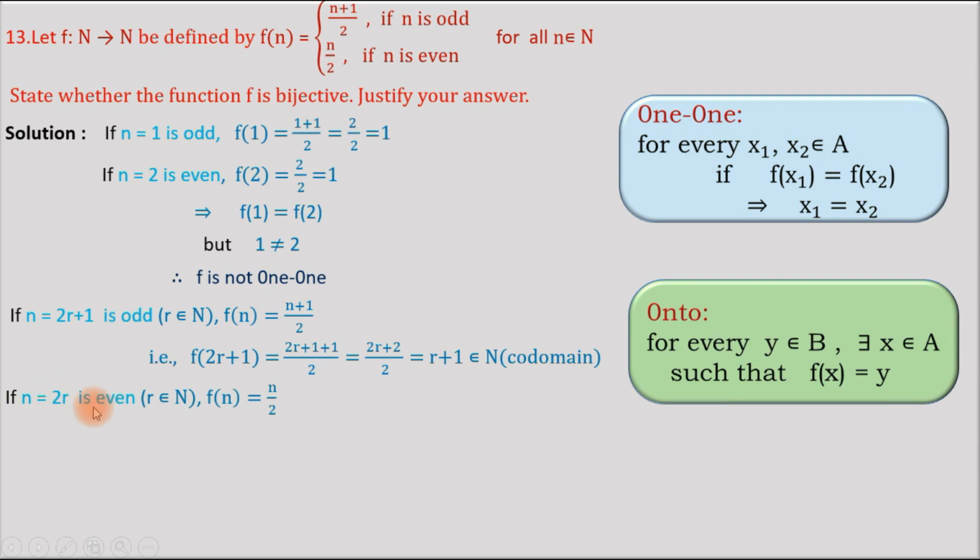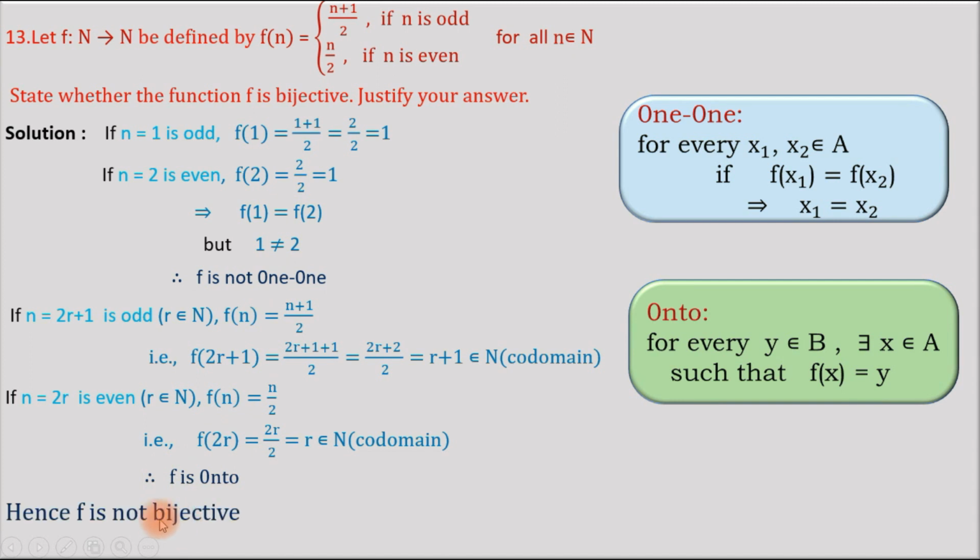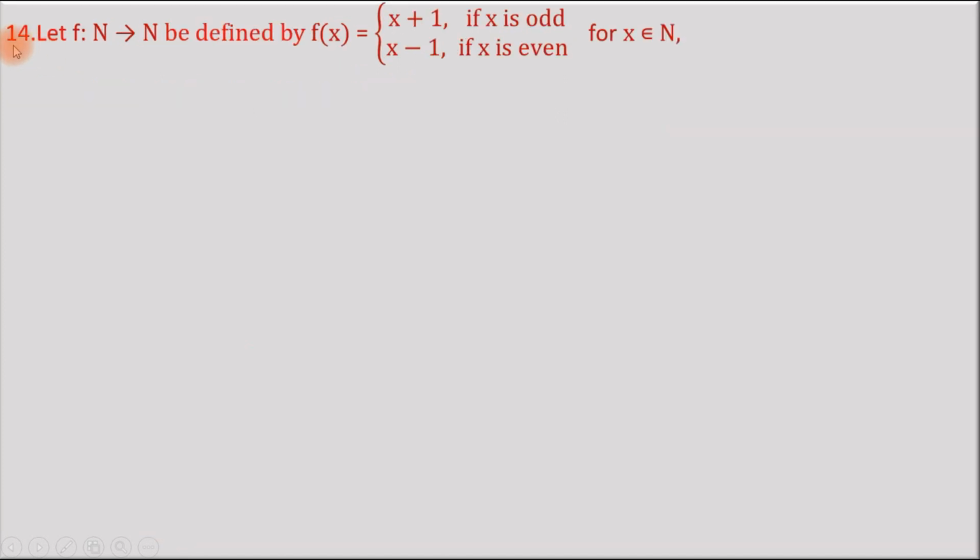Take an even number which belongs to the domain, that is n is equal to 2r. If n is an even number, f of n is equal to n by 2. Now take f of n, that is f of 2r. f of 2r equals 2r by 2, that is equal to r, which is the image of 2r which belongs to the natural number codomain. Hence this function is not one-one, it is onto. Hence this function is not a bijective function. Next, problem number 14.